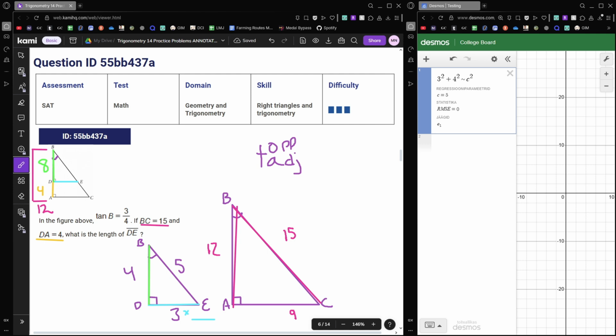So down here, side BD is equal to 8. And to go from 4 to 8, they multiplied by 2. So to find the actual side length of side DE, we're going to multiply by 2. And we get that our answer would be 6.